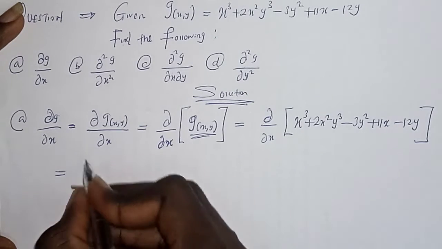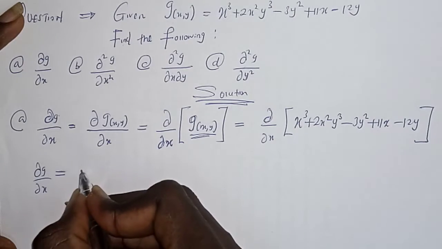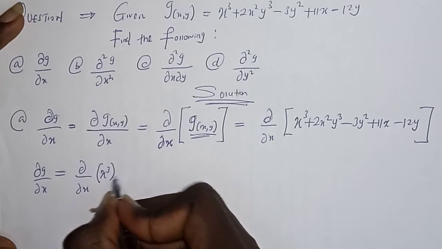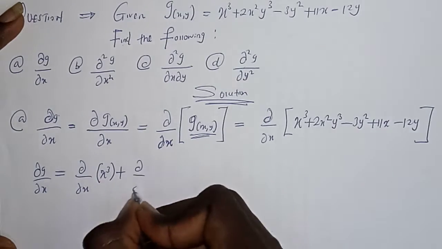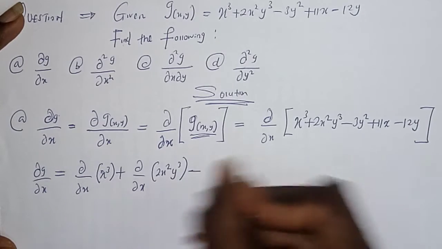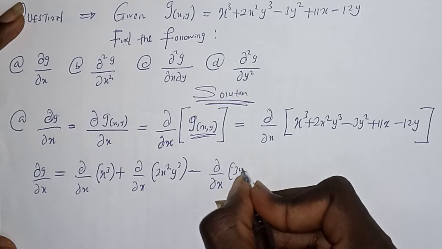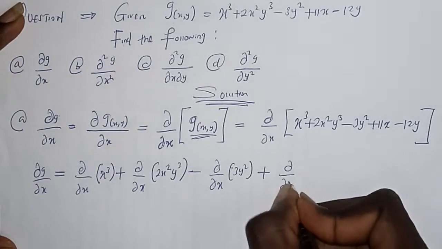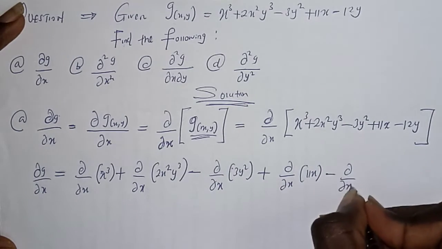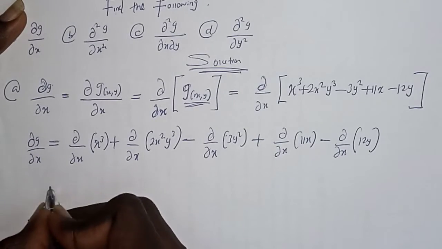That is, we end up having our del g with respect to x as del x of the first term we have here, which is x cubed. So you do the same thing for the next one, del x of 2x squared y cubed, right? Then you do it for the next one too: del x of 3y squared plus del x of 11x, then minus del x of 12y. So when you have this now, what's the next thing to do?